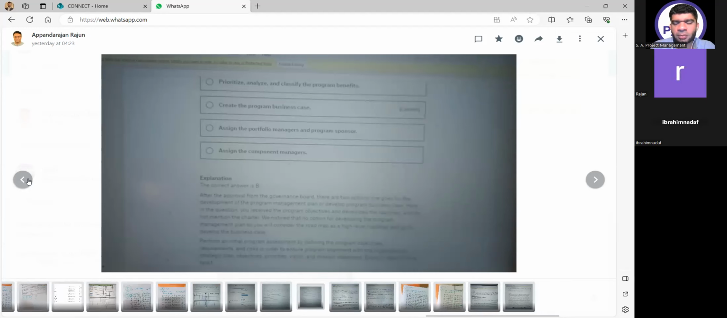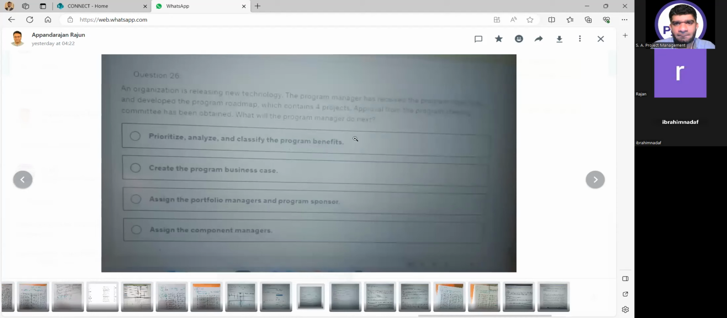This was clear. About the business case, I said there's an interface between the organizational level things. Approvals from the program steering committee have been obtained. What will you do next? An organization is releasing a new technology. The program manager has received the program objectives and developed a program roadmap which contains four projects. Approval from the programs committee has been obtained. Okay, that means the program objectives mean the program charter, and the program roadmap is approved. What will you do next?